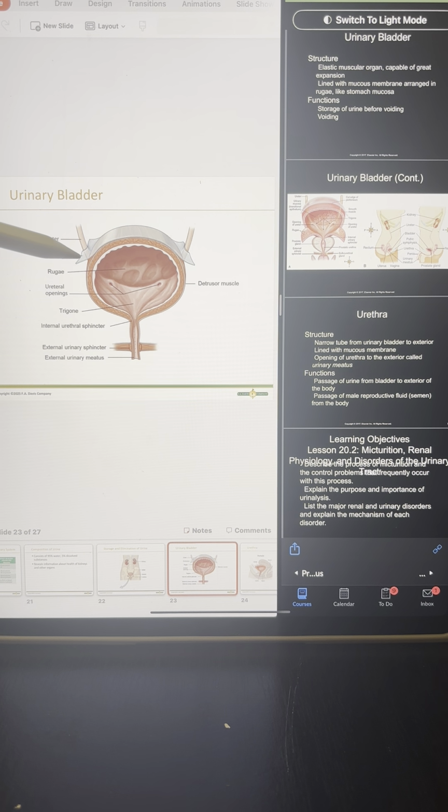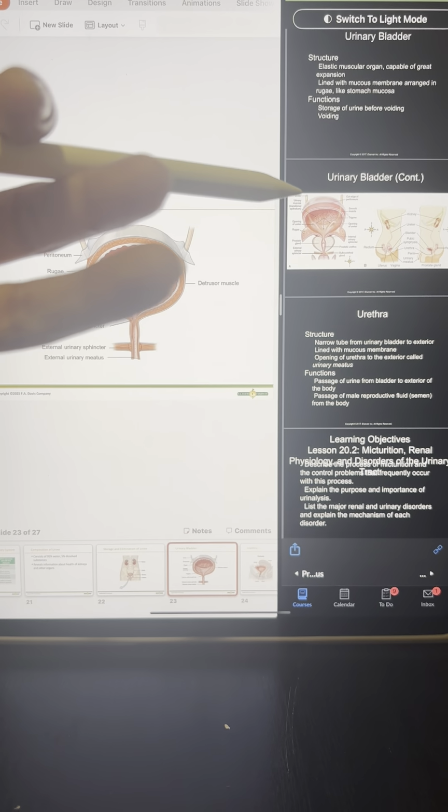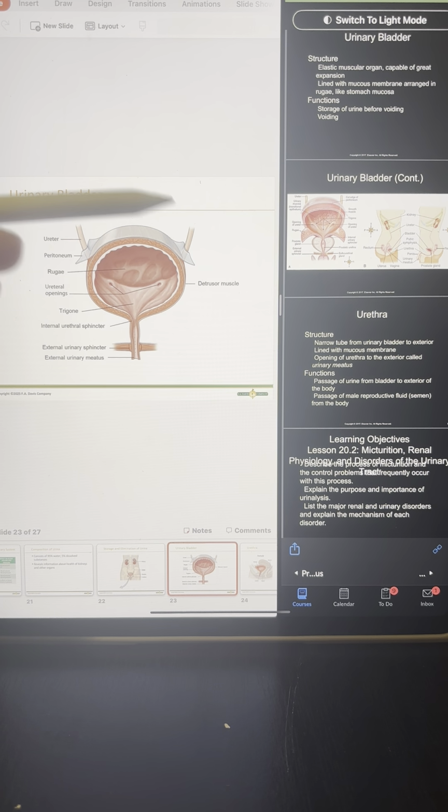Okay, you've got a peritoneum, which is the lining of really the cavity. The inside of it would be the other word. Rugae is like those wrinkles in there. Ureteral openings. I need you to know your detrusor muscle. You need to know your detrusor muscle. That is the muscle that expands and that shrinks, okay?